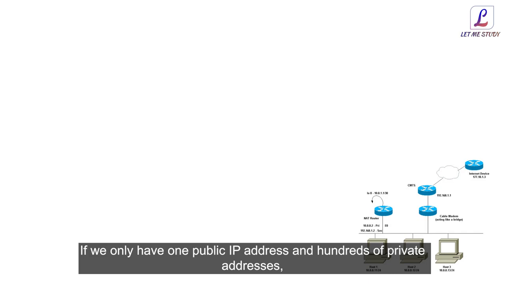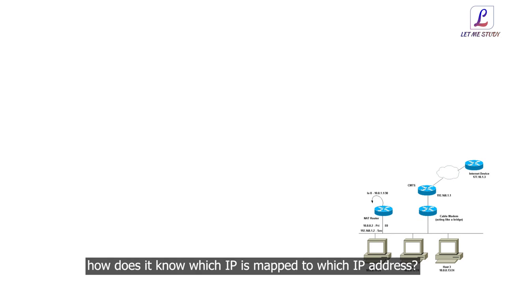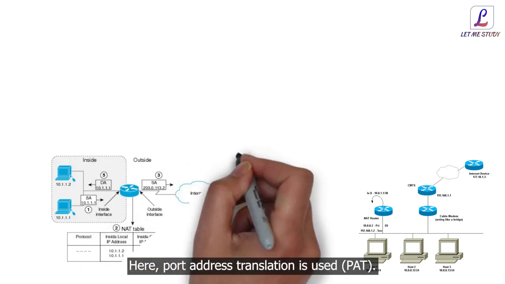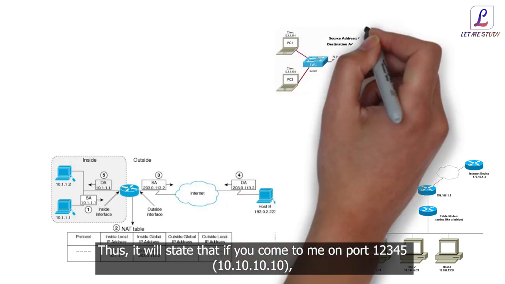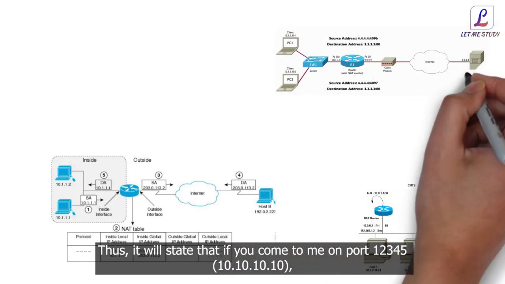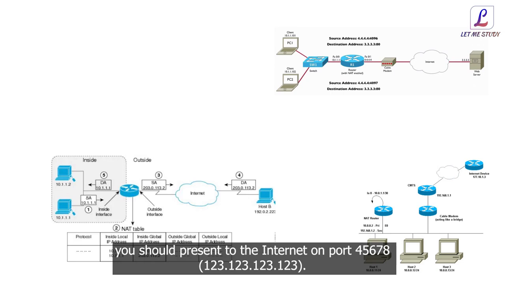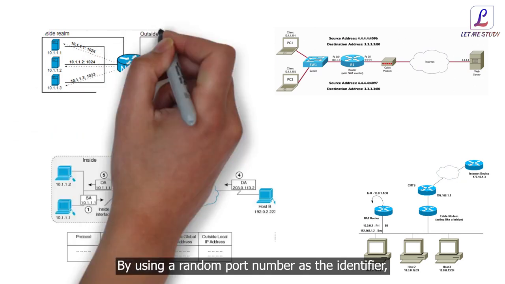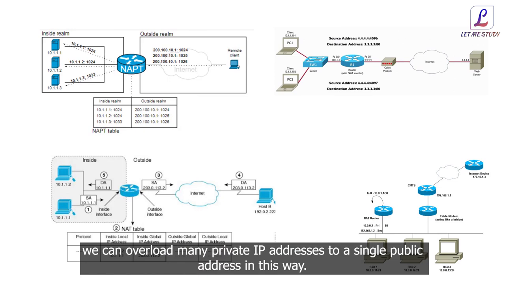If we only have one public IP address and hundreds of private addresses, how does it know which IP is mapped to which IP address? Here, port address translation is used, PAT. A table is kept by the router or firewall and very precise port mappings are performed. Thus, it will state that if you come to me on port 12345 at 10.10.10.10, you should present to the internet on port 45678 at 123.123.123.123. By using a random port number as the identifier, we can overload many private IP addresses to a single public address in this way.